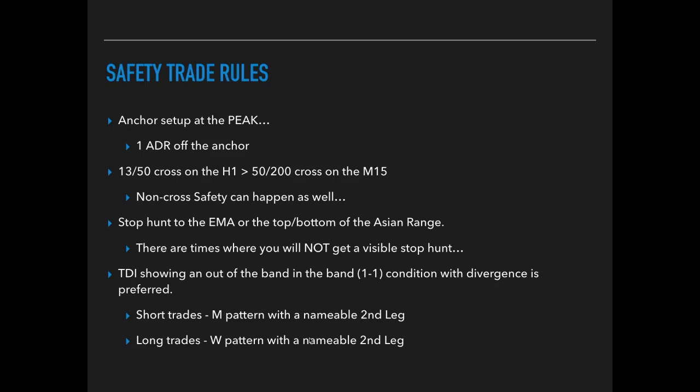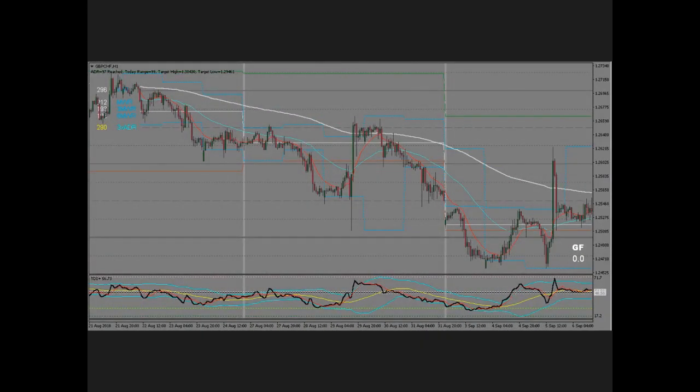Okay, so now what we're going to do is look at some chart examples of some safety trades, and I'm going to show you what to look for. In this example, we're looking at GBP CHF. This is the H1 chart, and this is a peak low condition.